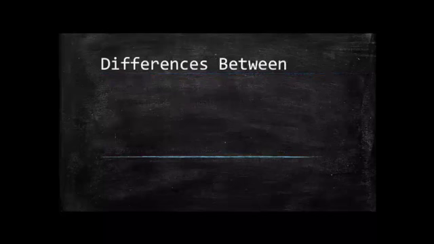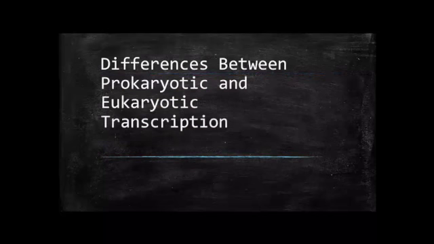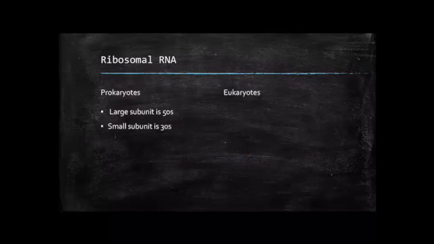So now that we've discussed in full the processes of transcription and translation, it's now time to discuss the differences between prokaryotic and eukaryotic transcription and translation. We'll first begin this discussion with the differences between gene and RNA structures. Our first gene and RNA structure we're going to discuss is ribosomal RNA.